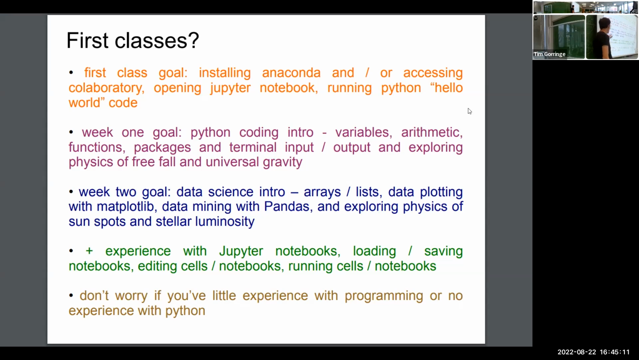Next week, we'll talk a little bit about more general data science and data mining. We'll introduce some of the tools for data science and mining. We'll talk about arrays and lists. We'll talk about libraries for plotting data. We'll talk about libraries for mining data, and so on and so forth. Next week, I think we'll look at some data on sunspots, and we'll look at some data on stellar luminosities as examples of data science.